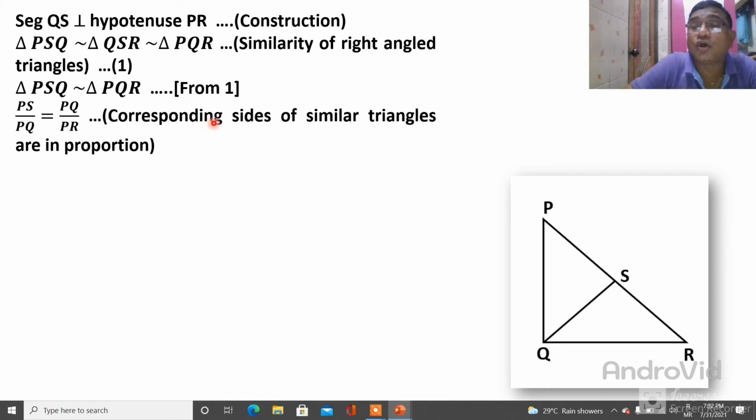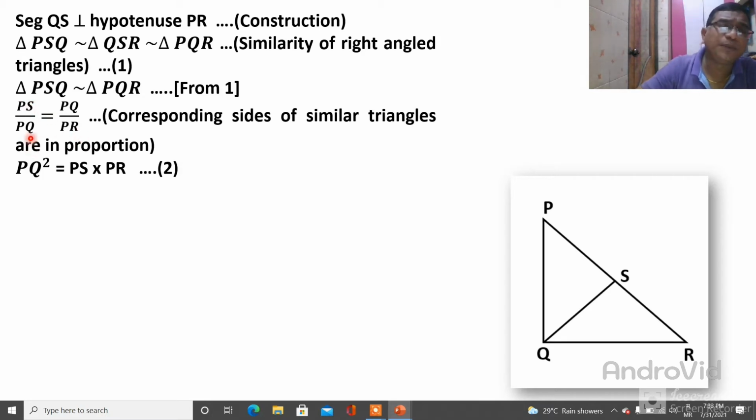Then what can we do? Cross multiplication. PQ into PQ is equal to PS into PR. PQ into PQ gives PQ square. So PQ square is equal to PS into PR. This is the second equation.